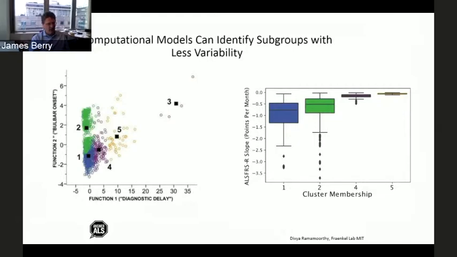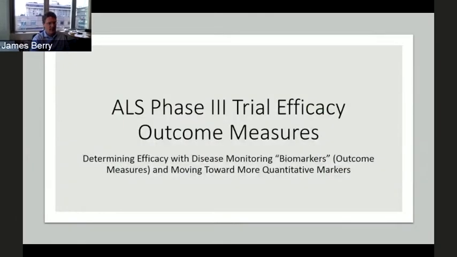And those are bulbar onset and the rate of progression pre-diagnostically. So how much change there is in a person before they get a diagnosis. So really interesting, I think, computational biomarker work that's going on.